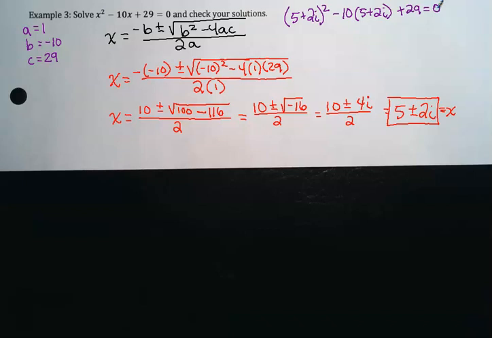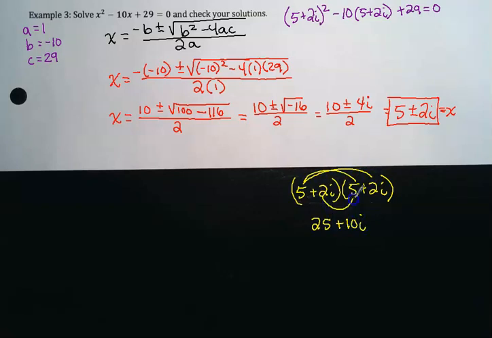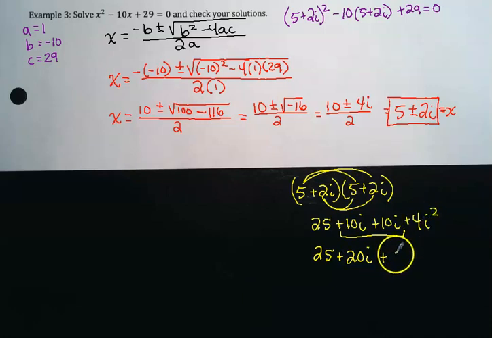Okay, so I'm going to do some work down here. So 5 plus 2i, to square that, 5 plus 2i. 5 times 5 is 25. 5 times 2i is positive 10i. 2i times 5 is 10i. And 2i times 2i is 4i squared. So then we have 25. We combine our like terms. So plus 20i plus 4 times i squared, which is negative 1.